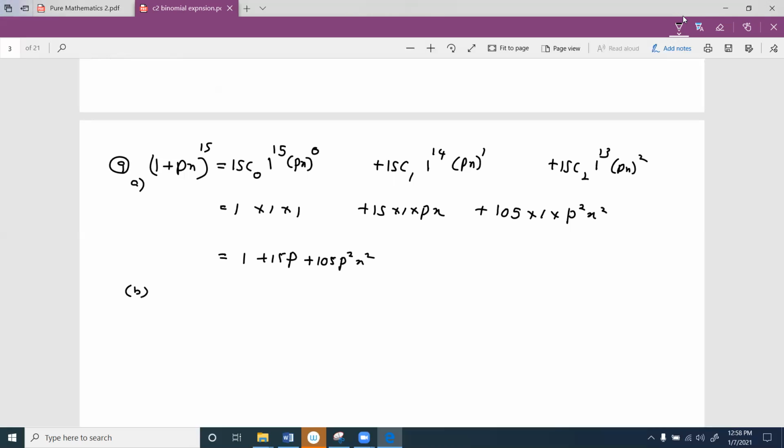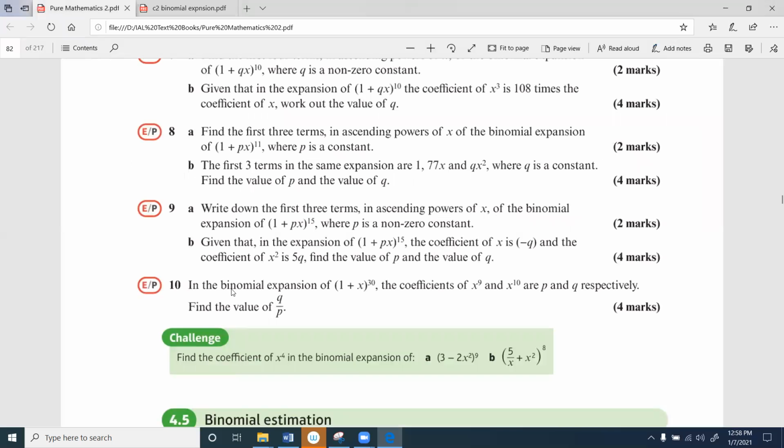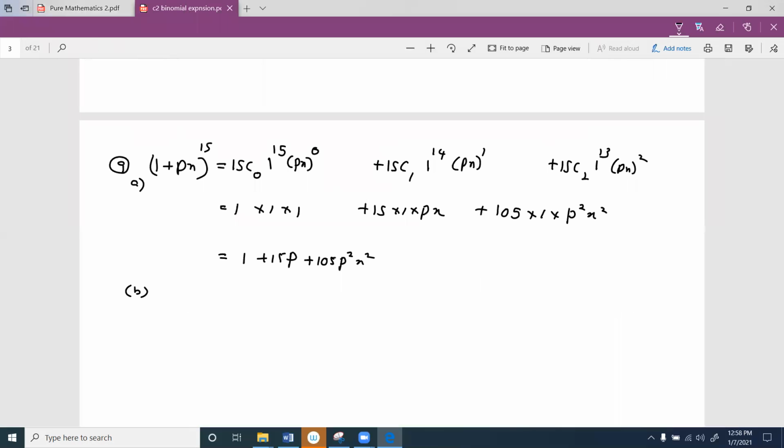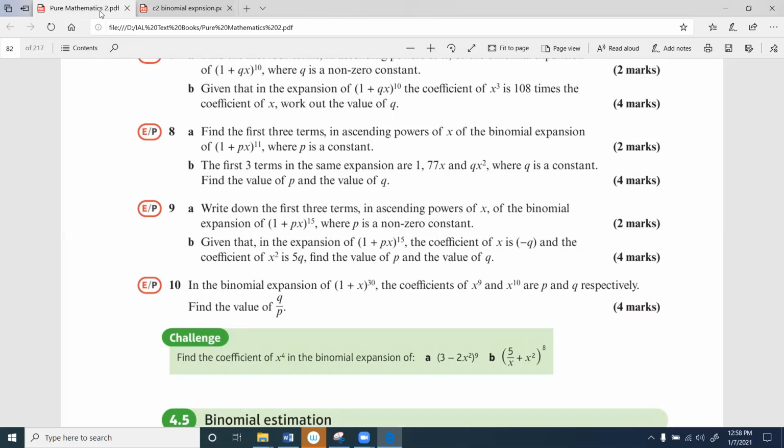Part B, what they say is, given that in the expansion of (1 plus px) to the power 15, the coefficient of x is minus q and the coefficient of x squared is 5q. Find the values of p and q. Let me go to the question and show you. The coefficient of x is minus q, and the other value is 5q.